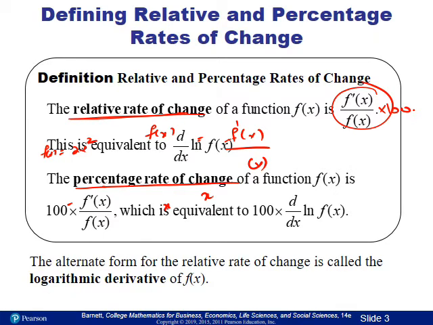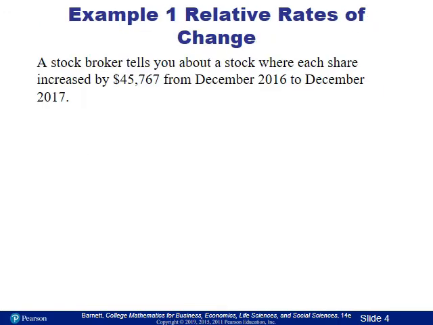The alternate form of the relative rate of change is called the logarithmic derivative. Because we didn't discuss logarithmic derivative, I will explain it when I solve some examples, what is logarithmic derivative. For the time being, you can just ignore it.